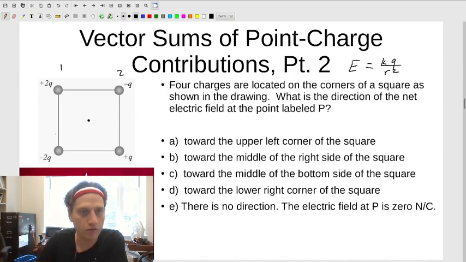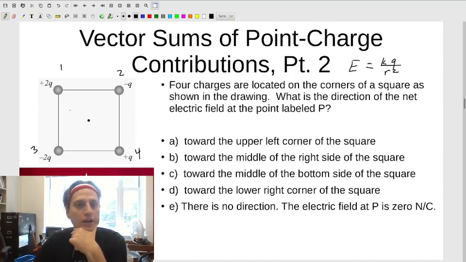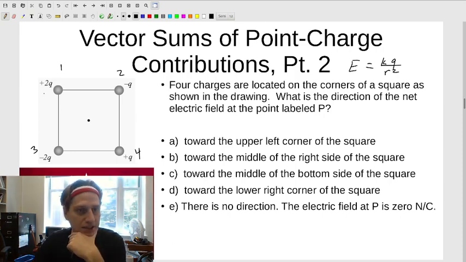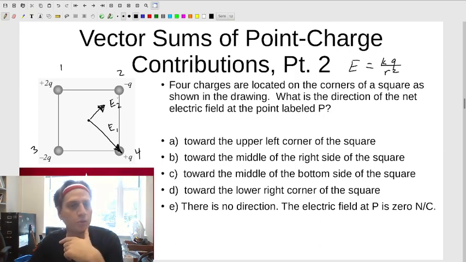So I have 1, 2, 3, and 4. Let's draw in our electric field contributions again for this slightly different problem. Now in this case, this is going to be a big contribution because it has a bigger magnitude. So there's my E1. My E2, on the other hand, has a smaller charge, so it's going to have half as big a magnitude. Okay, so there's my E2. Magnitude is half as big as E1. It's pointing towards E2.